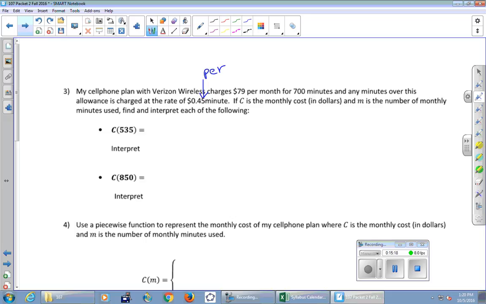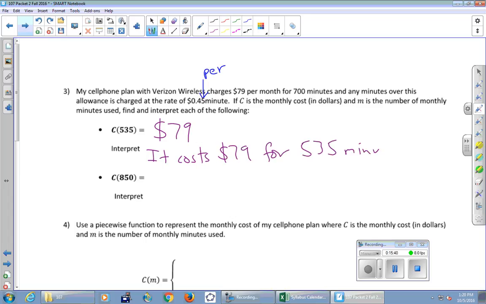C of 535. What is the cost of 535 minutes? $79, right? Because you didn't exceed the 700-minute threshold that you paid for. And so we can just write a sentence. It costs $79 for 535 minutes.